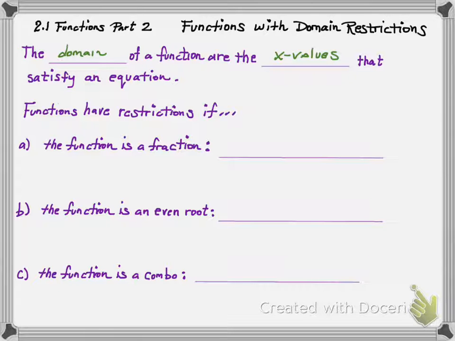All right, so sometimes functions have restrictions. There are 3 cases. One of the cases is if the function is a fraction. What that looks like is something like y equals 1 over x. Your denominator cannot equal 0. So in this case, x can't equal 0. We're going to write that up here on the empty line. Denominator cannot equal 0.